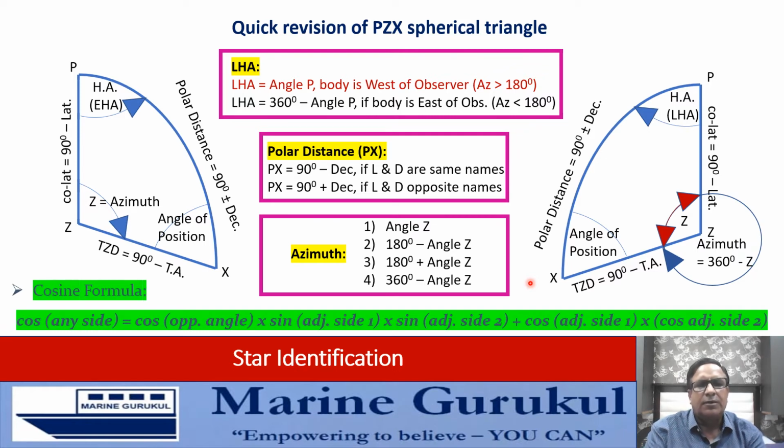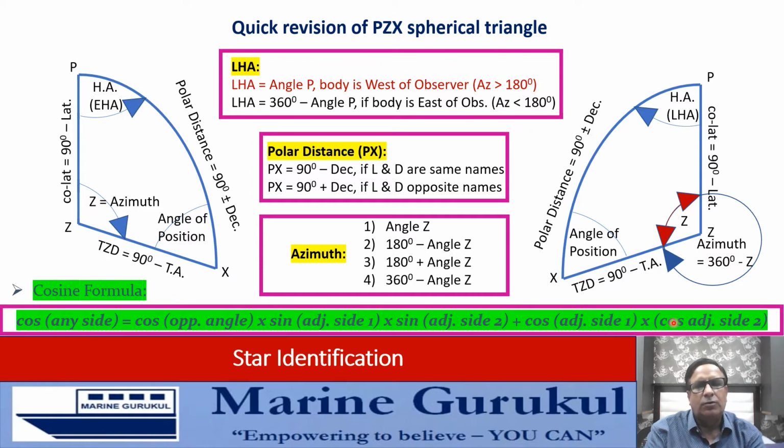And last thing, let's have a look at the cosine formula once again. Cosine formula we have used when we were doing the great circle sailing. So what is the cosine formula? Cosine of any side of the spherical triangle is equal to cosine of the opposite angle multiplied by sine of the adjacent side 1 multiplied by the sine of the adjacent side 2, plus cosine of adjacent side 1 into cosine of adjacent side 2.